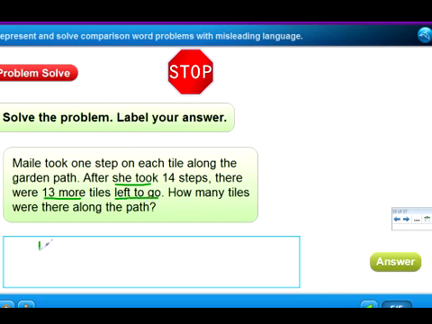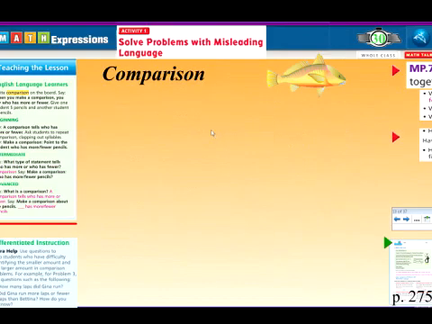It's an add to because she has 14 steps plus 13. And what's our answer? 4 plus 3 is 7. 10 plus another 10 is 20, so 27. How many tiles are there? 27 tiles. Check our answer. 27 tiles. Now, if you look at the word comparison, that is what we're doing.